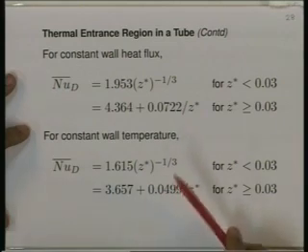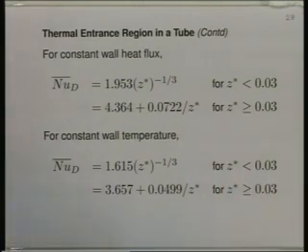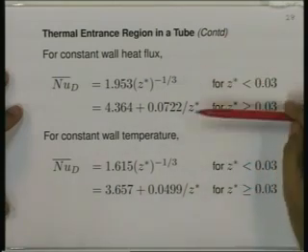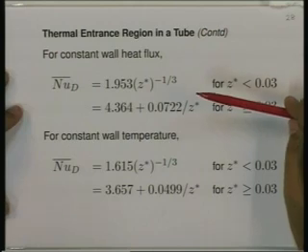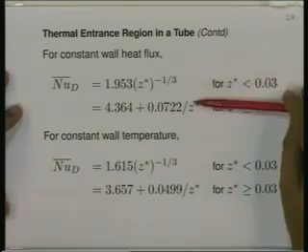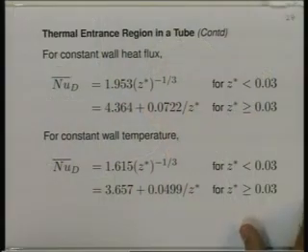You will notice that for a given value of Z star, that is for a given length, the average Nusselt number, and hence the average heat transfer coefficient, obtained in a constant wall heat flux situation will always be higher than that obtained in a constant wall temperature case. After some time, we will solve an illustrative example based on these correlations.